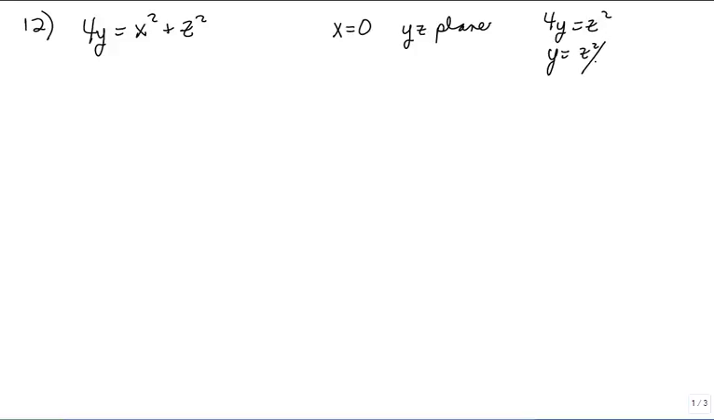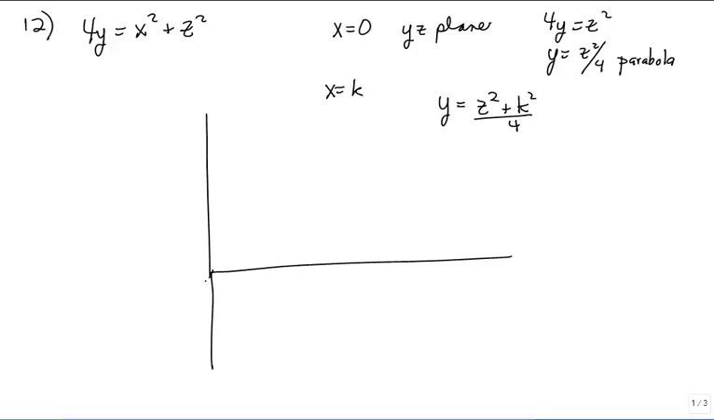Let's look at 12. If x is 0, we're in the yz plane. So we get 4y equals z squared. Y equals z squared over 4, which is a parabola. Or if x is any constant, we get y equal z squared plus k squared all over 4, which is the same parabola. So in the yz plane, it's going to go like this.